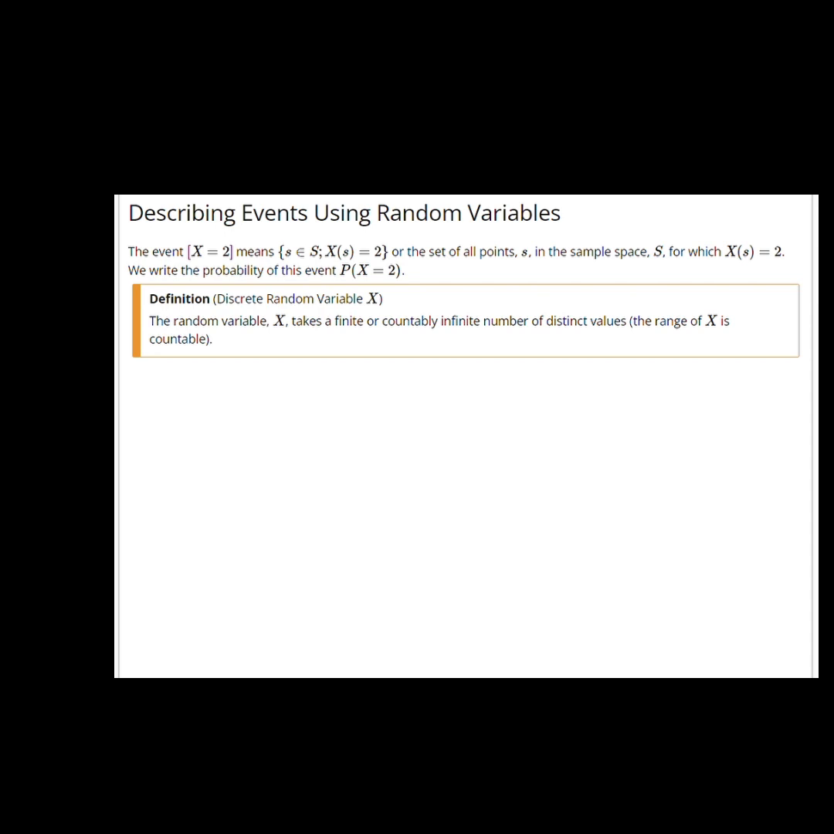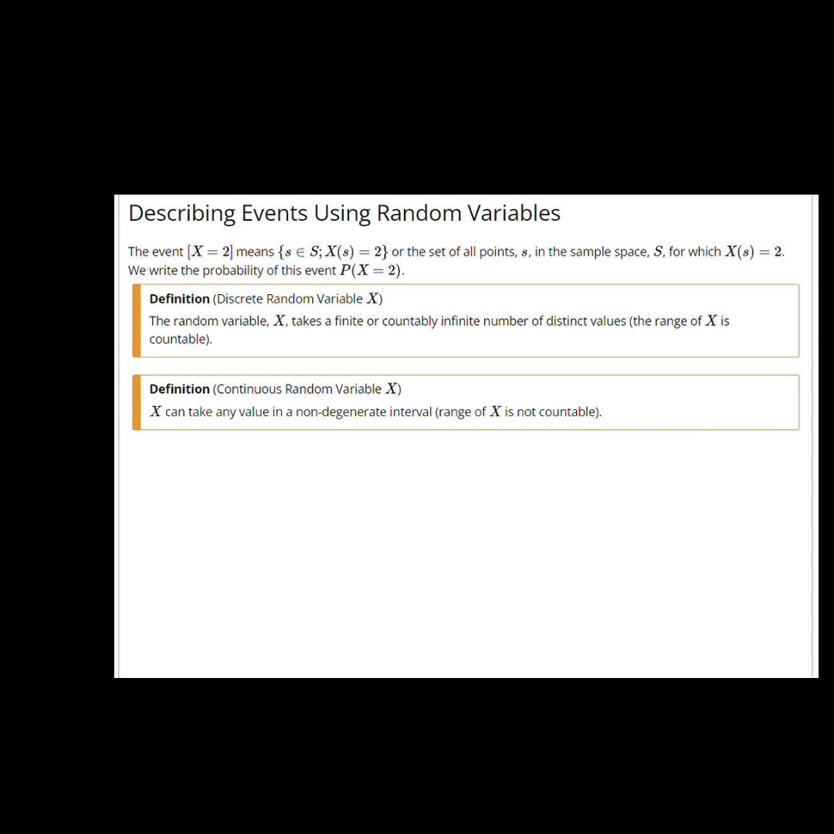Definition. Discrete random variables. A random variable, which takes a finite or countably infinite number of distinct values, the range of X is countable, is referred to as a discrete random variable. So a discrete random variable can take values like 0, 1, 2, 3, the positive or non-negative integers. It could take a finite subset of these. It could take values like 1/2, 3/4, 1/4, any finite subset, or a subset which is countable in the sense that it can be put in one-to-one correspondence with the positive integers.